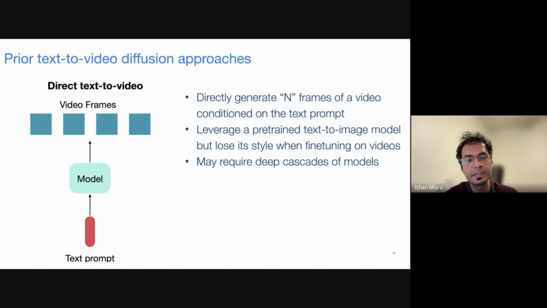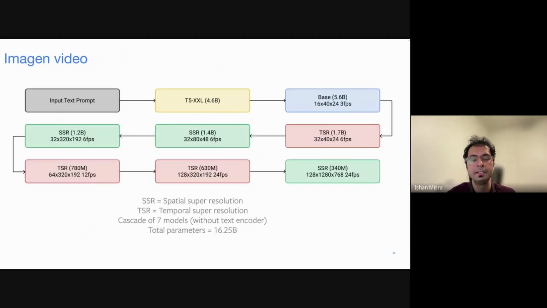And finally, a lot of these prior works actually used deep cascades of models, something that is changing more and more. But just to give you an example of how deep these cascades could be, here is the architecture diagram of Imagen Video, where you have a cascade of 7 different models. Overall, it's a 16.25 billion parameter model. You have an input text prompt, you have a text encoder, then you first generate a very low frame rate, low resolution video. Then you temporally upsample it, you spatially upsample it, then you spatially upsample it again, then more temporal upsampling, and then finally more spatial upsampling to get to the final desired video. Each of these cascade models is trained independently, and then they're stitched together at inference time to generate your video.